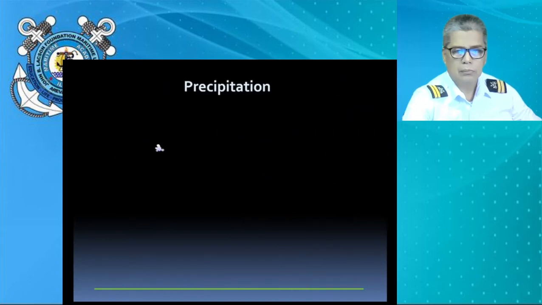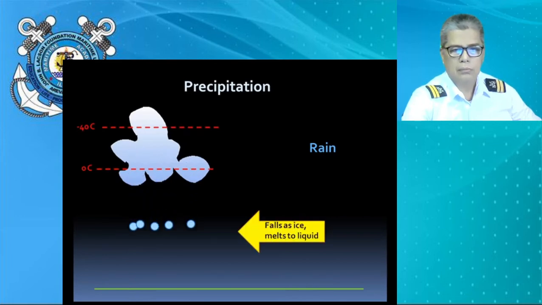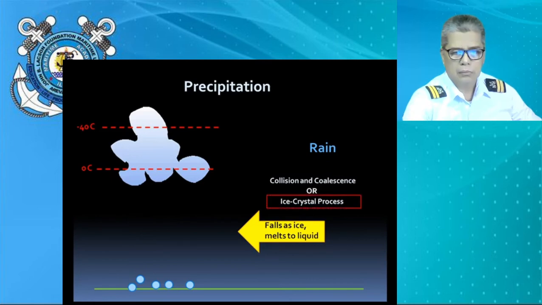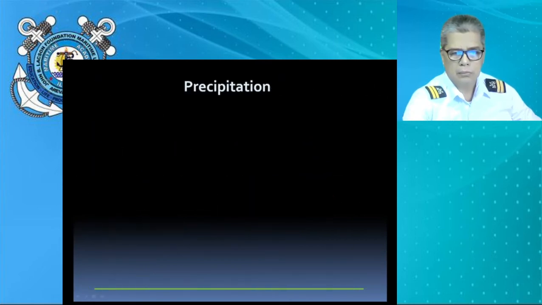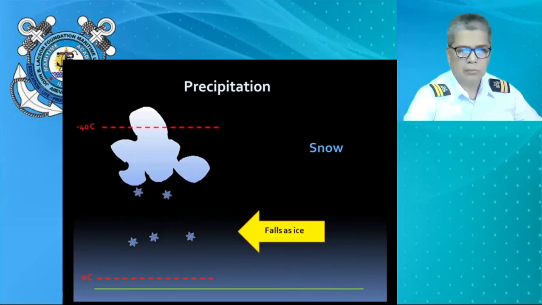Now in this cloud, the freezing level is at the bottom of the cloud. Ice crystals fall out of the cloud but melt on their way to the surface, reaching the ground as rain. Would this be collision coalescence or the ice crystal process? You said ice crystal process. You are correct. For snow, we have a cloud where ice crystals fall out of it, and it stays cold enough for them to reach the ground as snow.